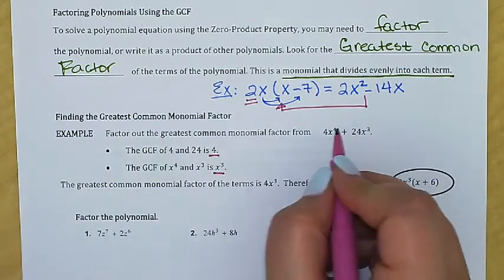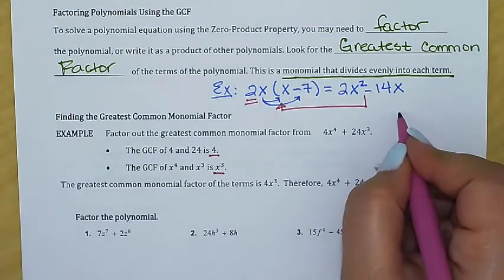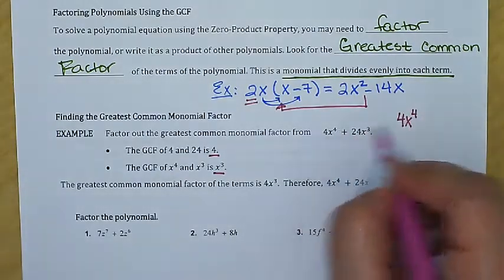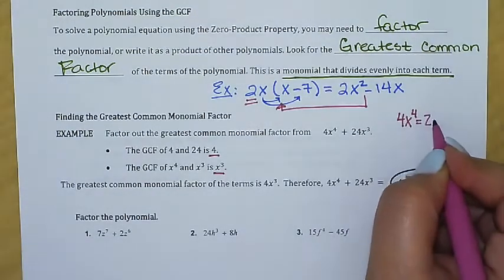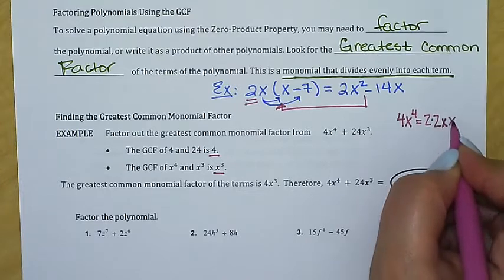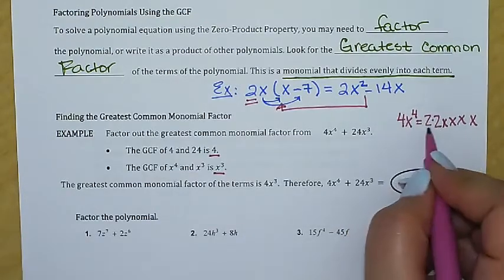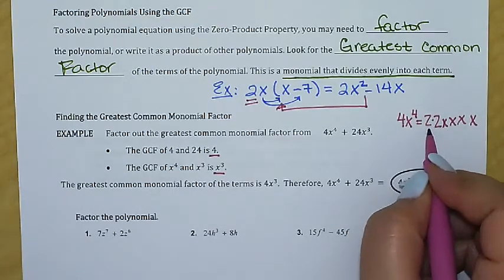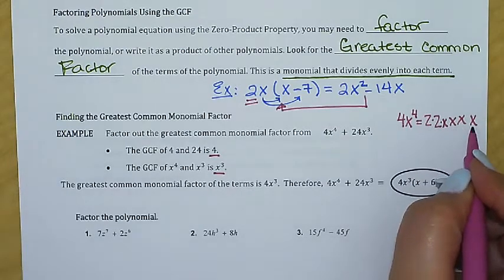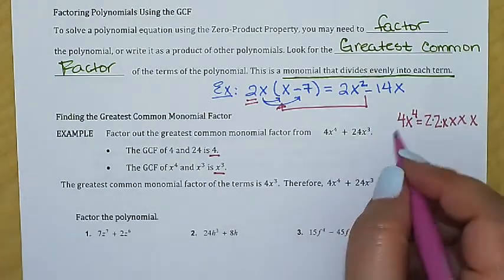Now think of it this way. You don't have to do this every time, but it might help if you feel like you're getting stuck. What we're really doing in our head is taking that 4x to the fourth, the first term, and separating it out into its prime factors. So 4 is 2 times 2, and x to the fourth is x times x times x times x. So that would be this term separated out into its prime factors.